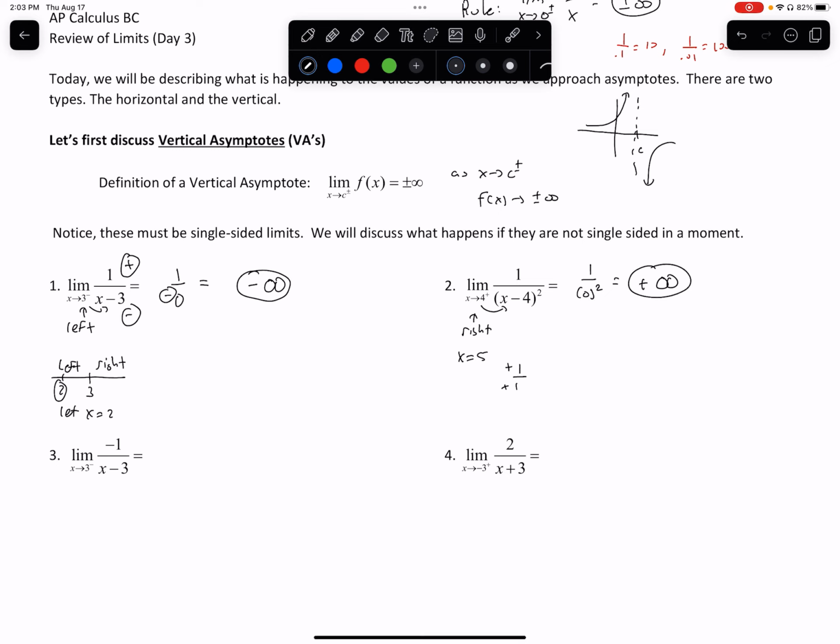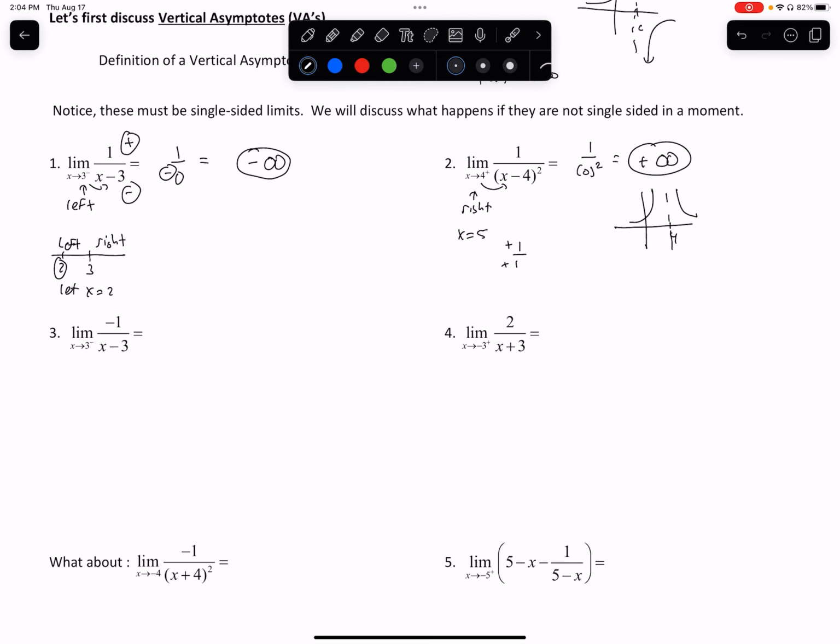Very easy to do. And we can verify that if we were to graph it. Here's 4. We know what 1 over x minus 4 squared looks like. There it is. As we approach 4 from the right, it's approaching positive infinity. Now, the goal is to do this in your head. And that's what I want you guys to be able to do.